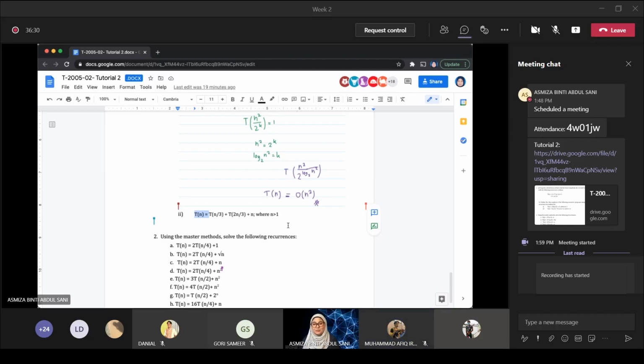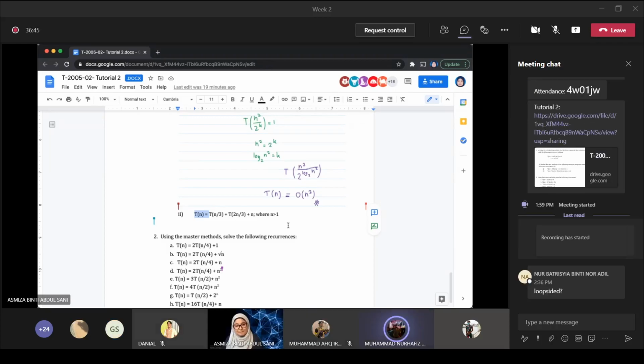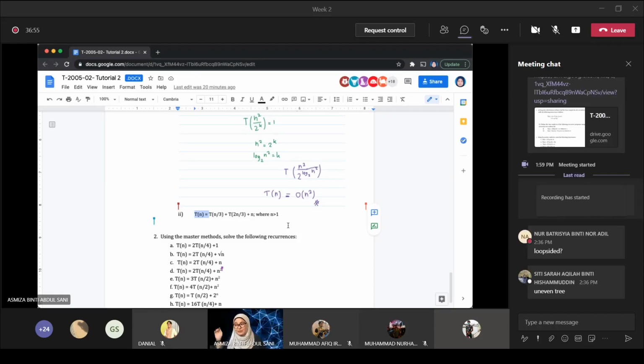Okay, how would you describe the tree in general? If you draw the whole tree, how is the tree going to look like? It's the same like before, split into 2. It will split into 2, of course, because there will be 2 recursive calls, right? One is n over 3, and the other one is 2n over 3.